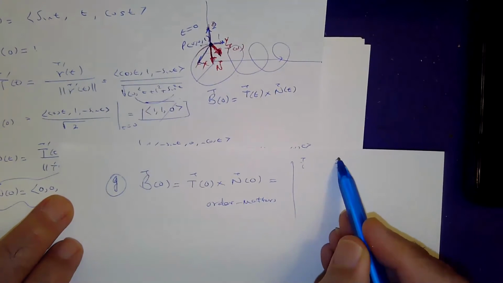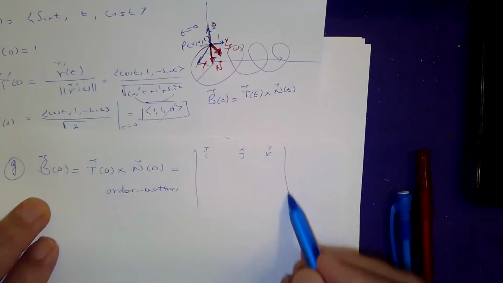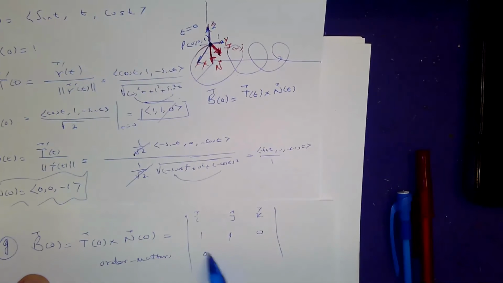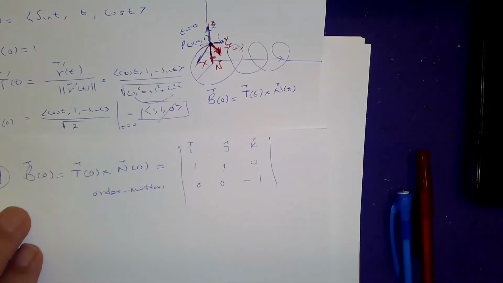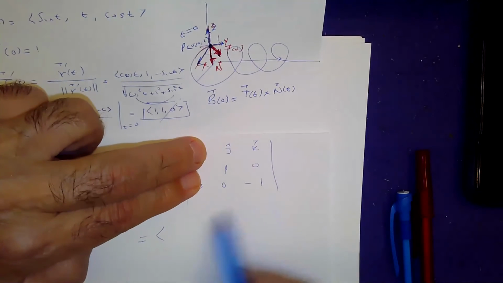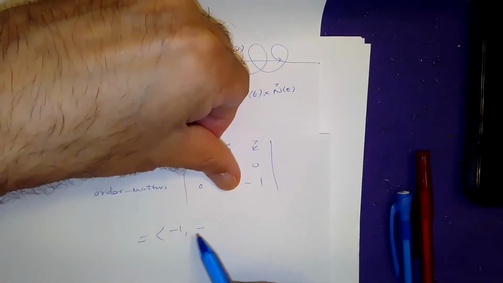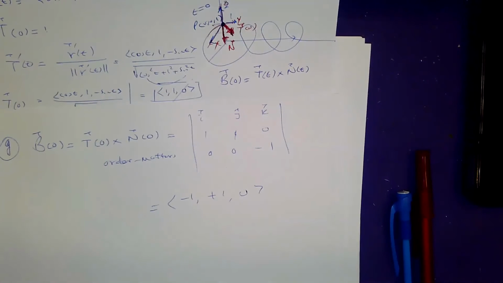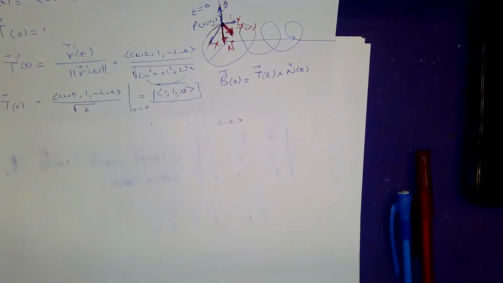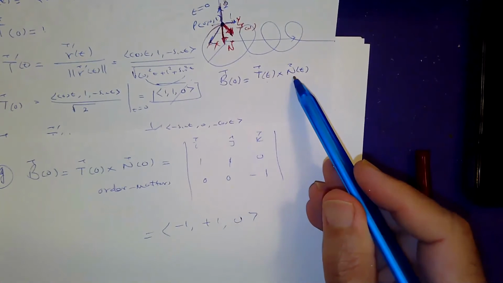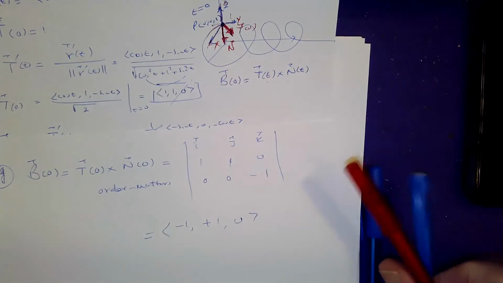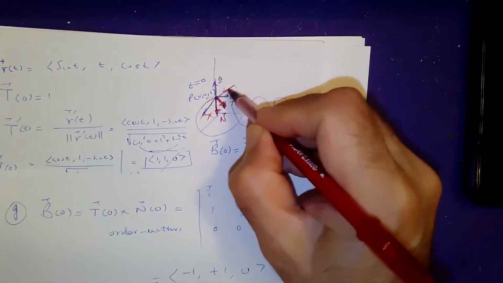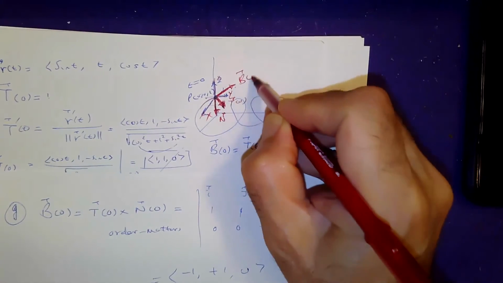So this is i, j, k, correct? And T was 1, 1, 0. And N came out to 0, 0, -1. Is that right? So if I do this, I would get -1, negative, that's -1 positive, and that guy is 0. So that would be the binormal vector, which happens to be perpendicular to T and N at that point. So if you just go 1 to the left and 1 over, I would say this would be my binormal vector at 0.